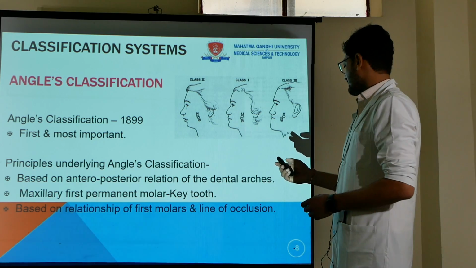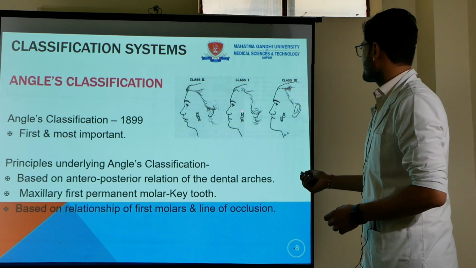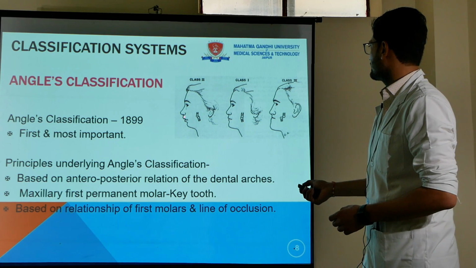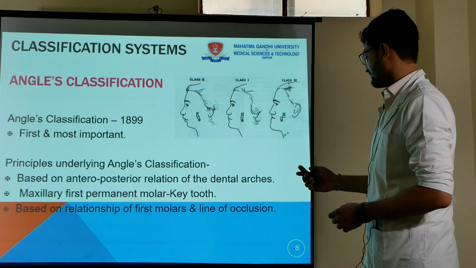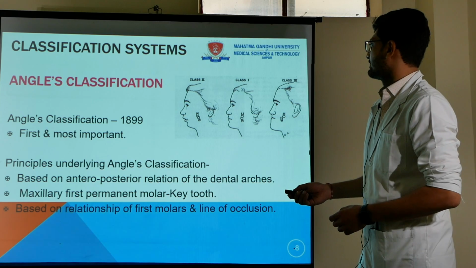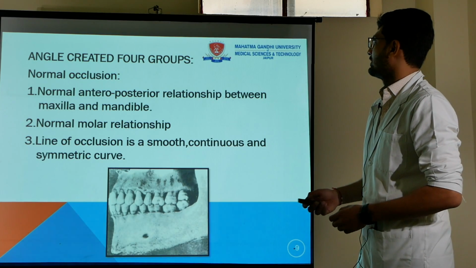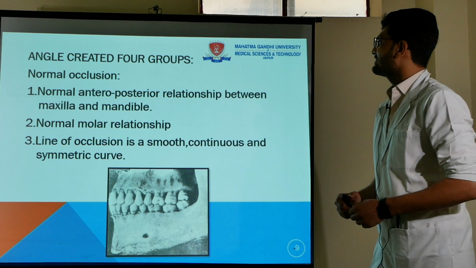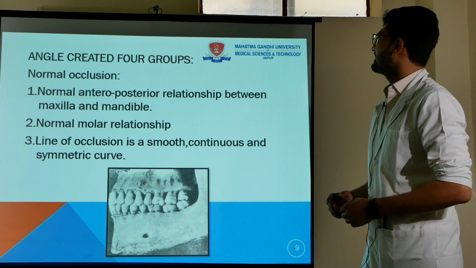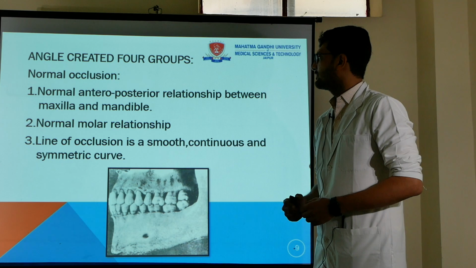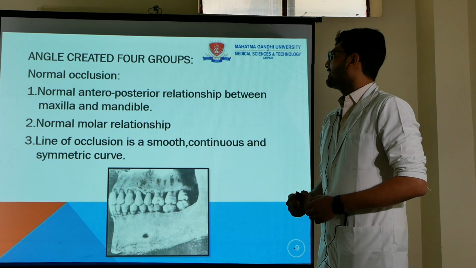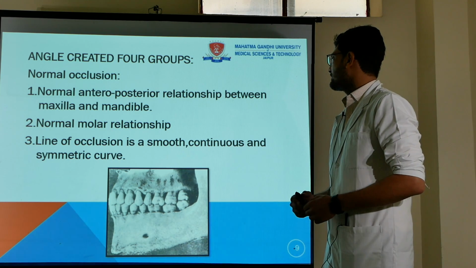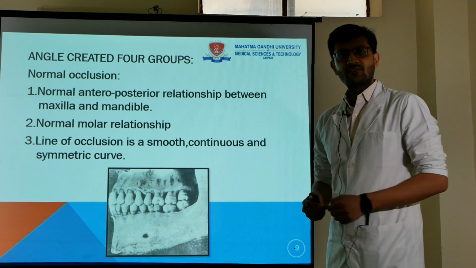So these photos show this is class 1 malocclusion, this is class 2 malocclusion and this is class 3 malocclusion. Engel created 4 different groups. The first one is the normal occlusion, which refers to normal antero-posterior relationship between maxilla and mandible, suggestive of normal molar relationship, and line of occlusion is a smooth, continuous and symmetric curve.